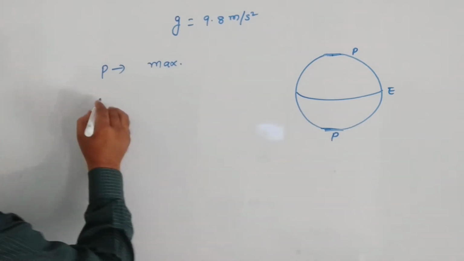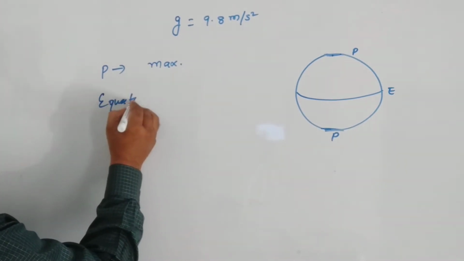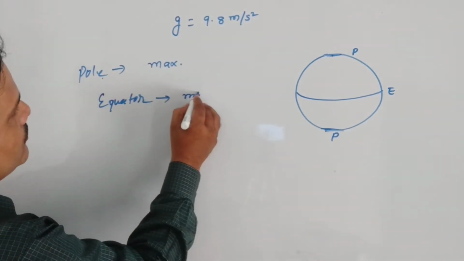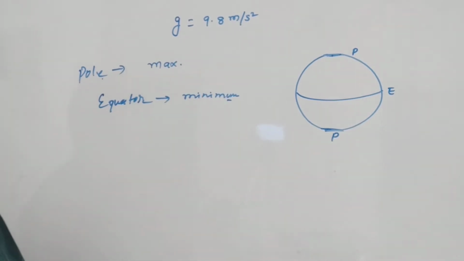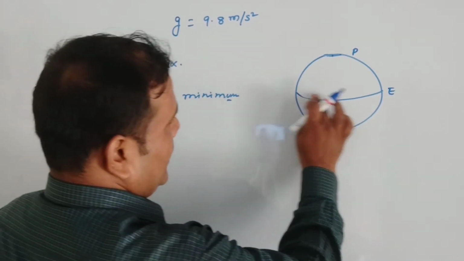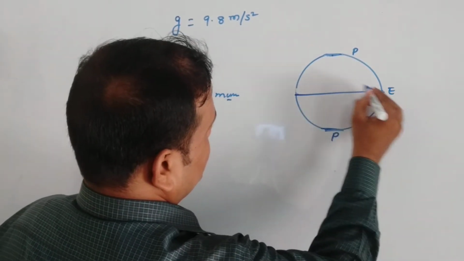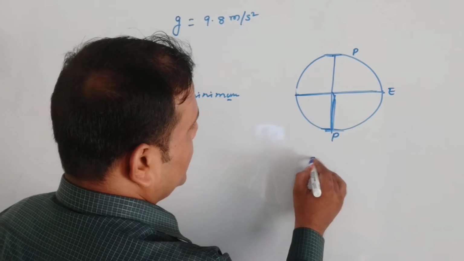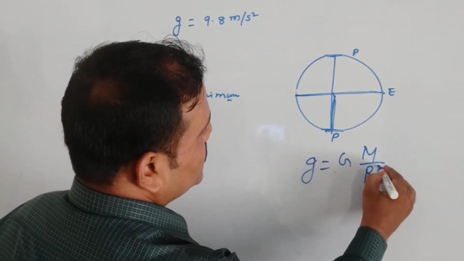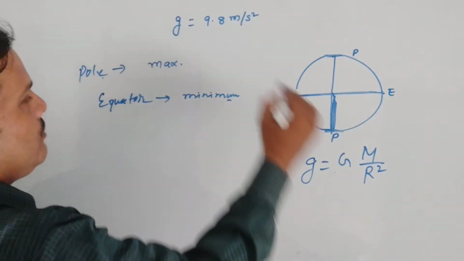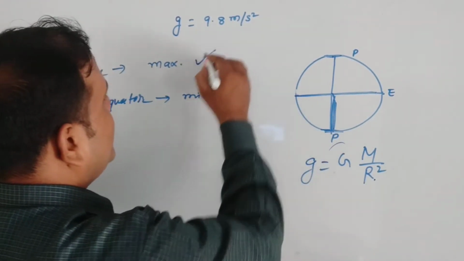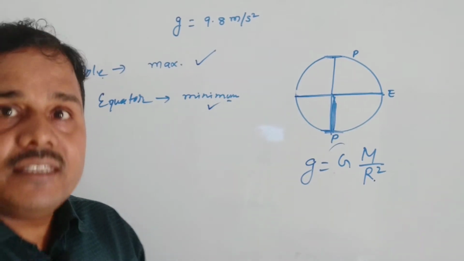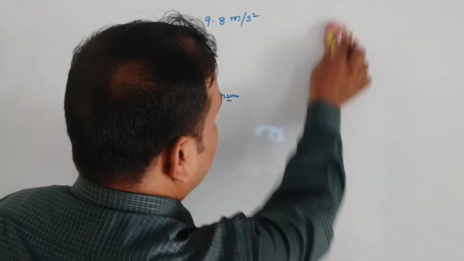At both the poles. And at the equator it will be minimum. Why? As you know, at the equator, if you draw the straight line, this value, that is the radius, is more. As you know, g equal to GM by r square. At the pole this value is less, so g becomes more. So here it is maximum, and at the equator this value is more, so g is minimum. Okay, these are the two conditions for g on the surface of the earth.